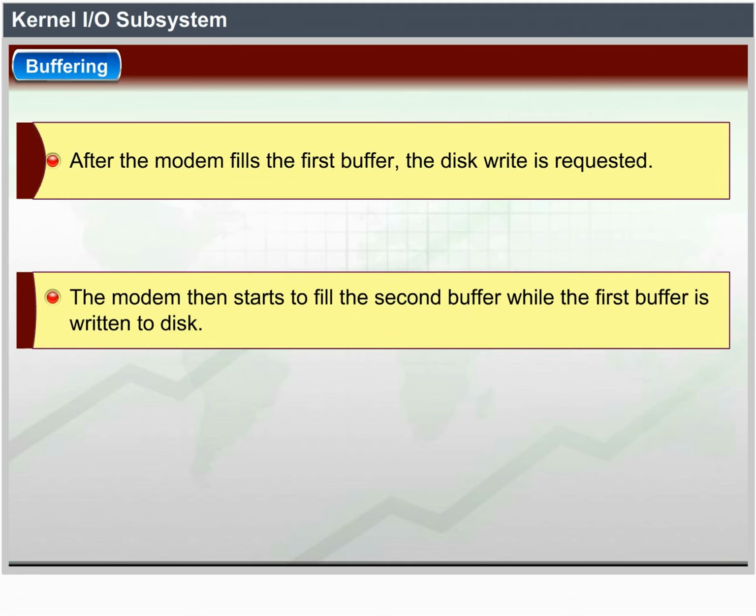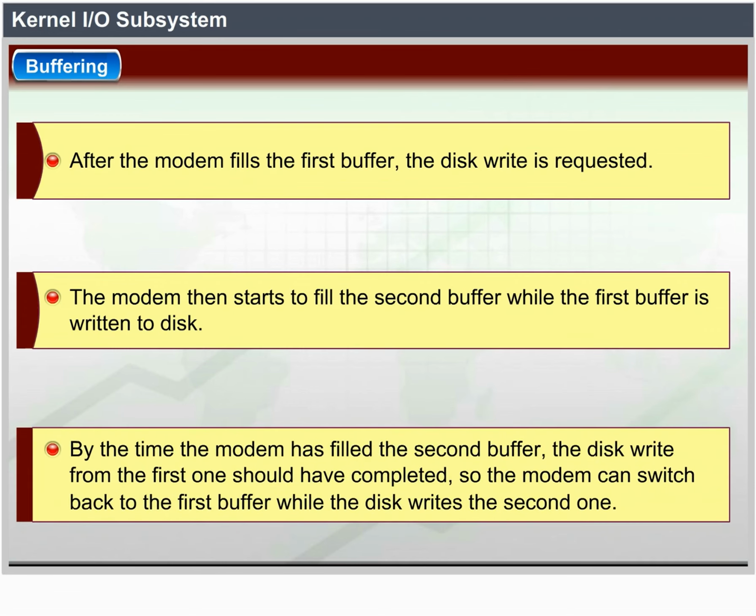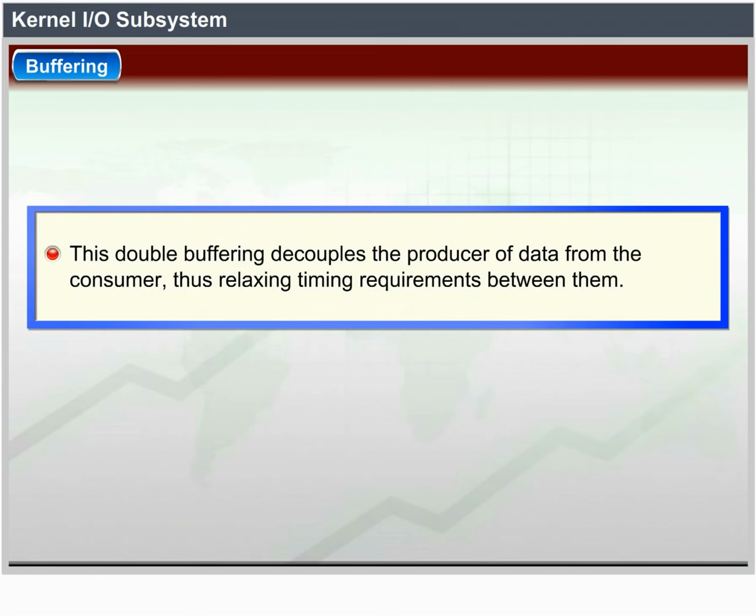By the time the modem has filled the second buffer, the disk write from the first one should have completed, so the modem can switch back to the first buffer while the disk writes the second one. This double buffering decouples the producer of data from the consumer, thus relaxing timing requirements between them. The need for this decoupling is illustrated in the figure below.